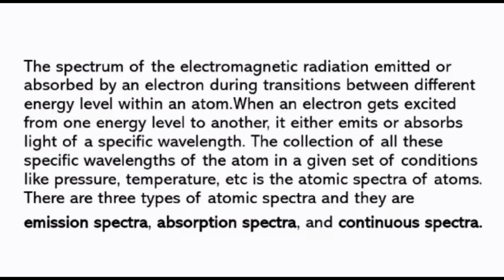The spectrum of the electromagnetic radiation emitted or absorbed by an electron during transitions between different energy levels within an atom. When an electron gets excited from one energy level to another, it either emits or absorbs light of a specific wavelength. The collection of all these specific wavelengths of the atom in a given set of conditions like pressure, temperature, etc. is the atomic spectra of atoms. And there are three types of atomic spectra: emission spectra, absorption spectra, and continuous spectra.